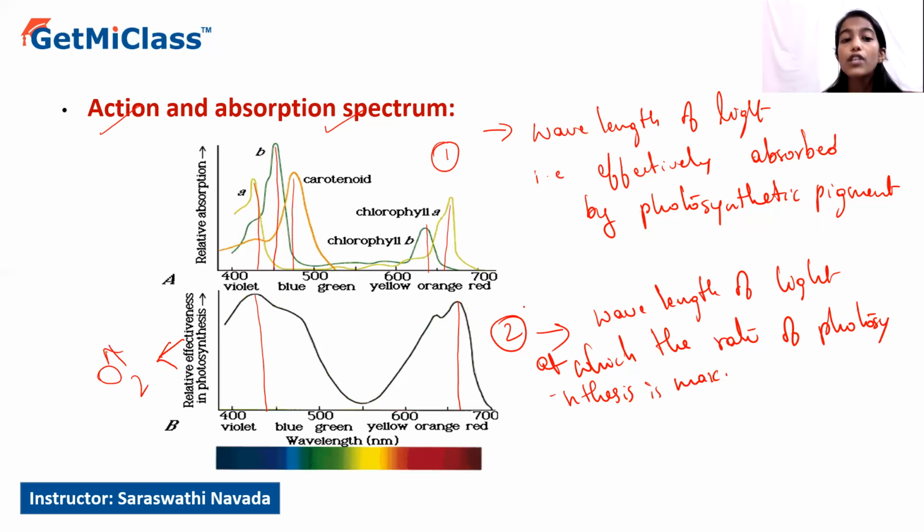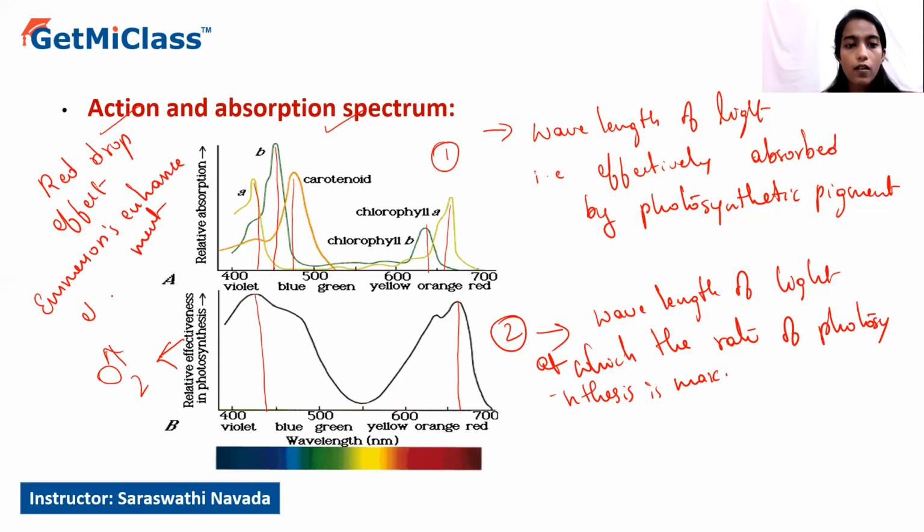And in order to determine the action spectrum, various experiments have been conducted. One was conducted by T.W. Engelmann, and later, in order to explain the role of the wavelength of light in photosynthesis, two phenomena were explained. One is the red drop effect, and another one is Emerson's enhancement effect. So what is meant by the red drop as well as Emerson's enhancement effect?